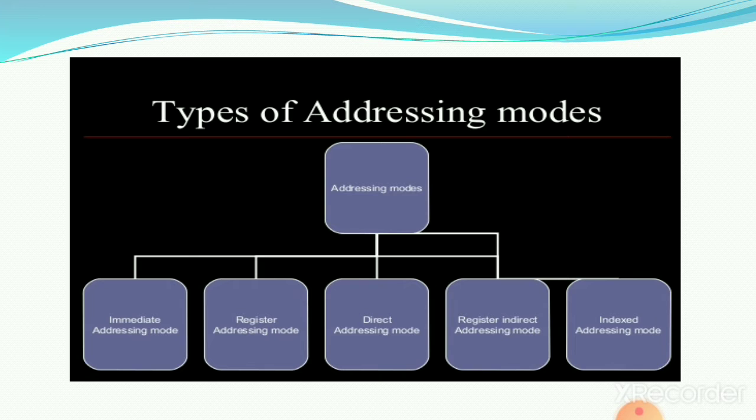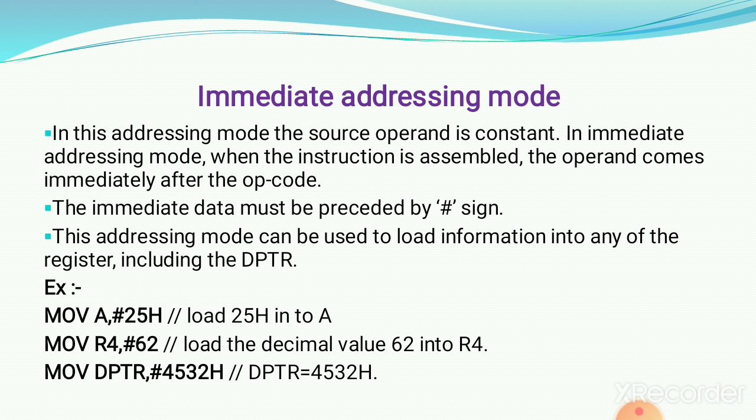Now we are going to discuss the addressing modes. First is the immediate addressing mode. In this addressing mode, the source operand is a constant. In immediate addressing mode, when the instruction is assembled, the operand comes immediately after the opcode. The immediate data must be preceded by a hash sign.